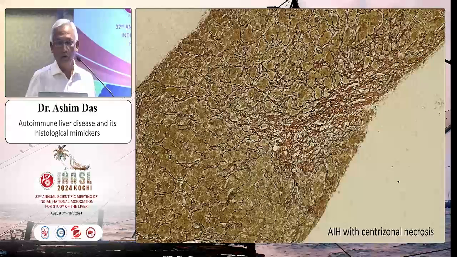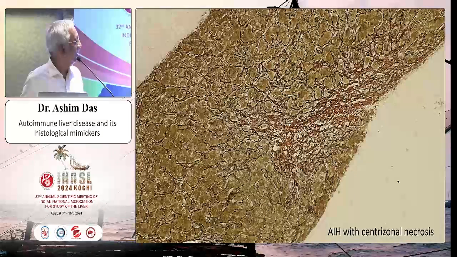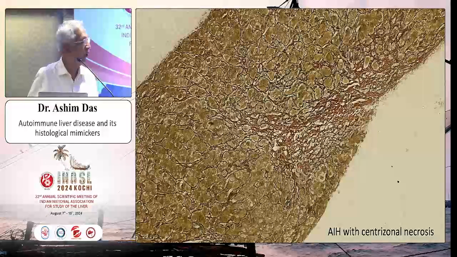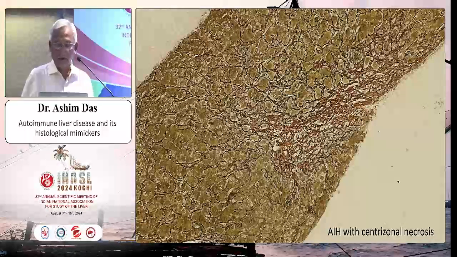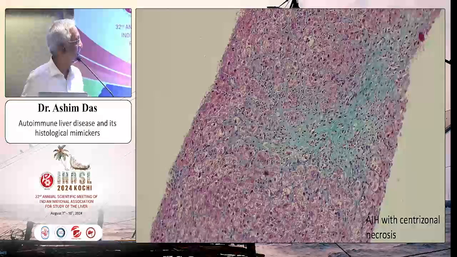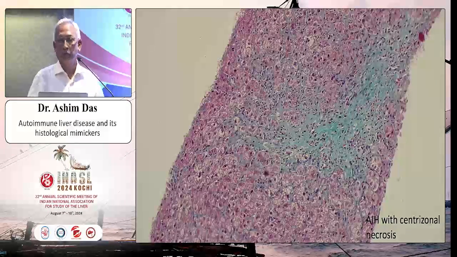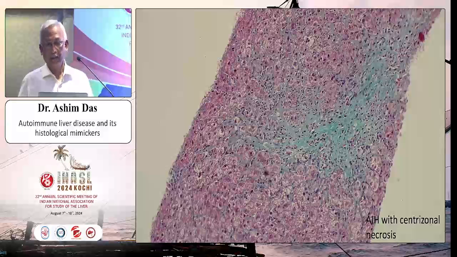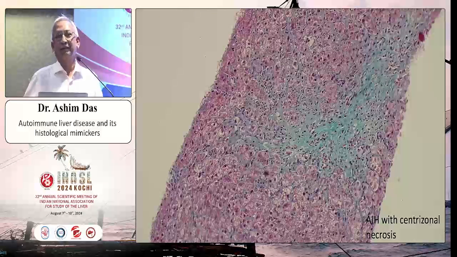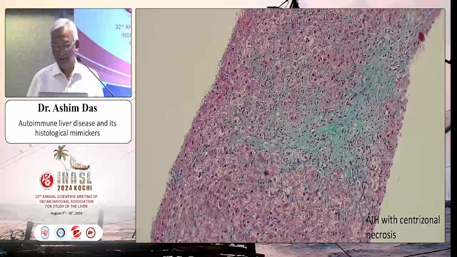But when you do a special stain like reticulin, there is a condensation of reticulin, and if it is more chronic you can see a little bit of fibers. The Masson's trichrome brings out that centrizonal area with a lot of fibrosis. This is also a feature of an acute onset autoimmune hepatitis, or acute exacerbation in a typical autoimmune hepatitis.